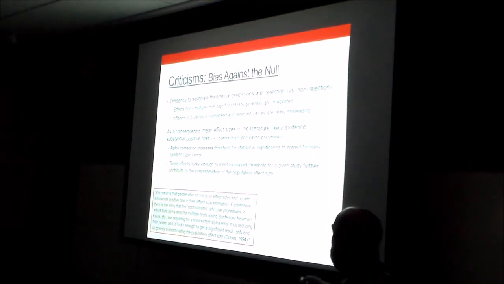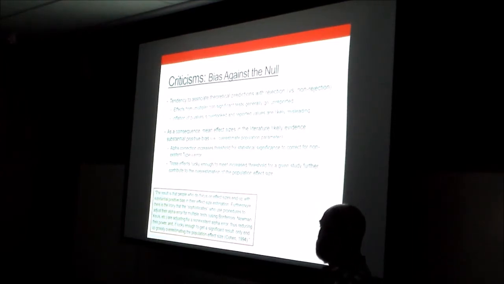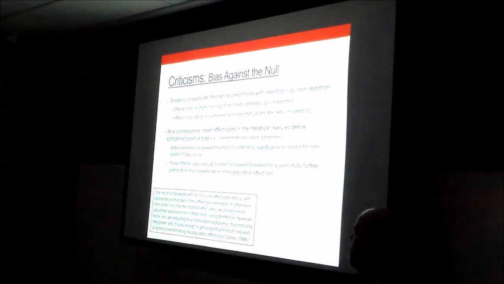And so from the Cohen article, the result is that people who do focus on effect sizes end up with substantial positive bias in the estimation. Furthermore, there is the irony that sophisticates who use procedures to adjust their alpha error for multiple tests, Bonferroni and so forth, are adjusting for non-existent alpha error, thus reducing their power, and if lucky enough to get a significant result, only end up with a grossly overestimated population effect size. What is Cohen talking about with non-existent alpha error?